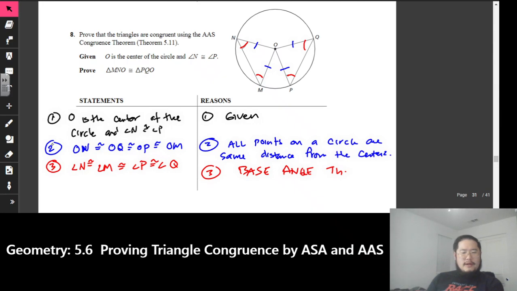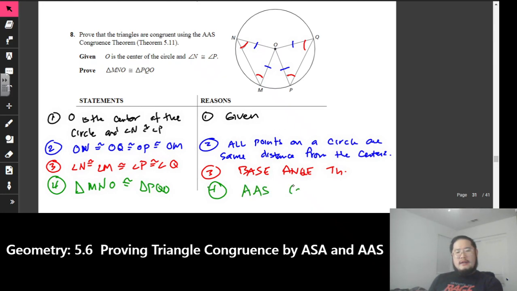So hopefully now I've got angle, angle, non-included side. Or I can go the other way, angle, angle, non-included side, and same with the triangle to the right. So knowing that, I can say that triangle MNO is congruent to triangle PQO. And that is your angle, angle, side congruence theorem.